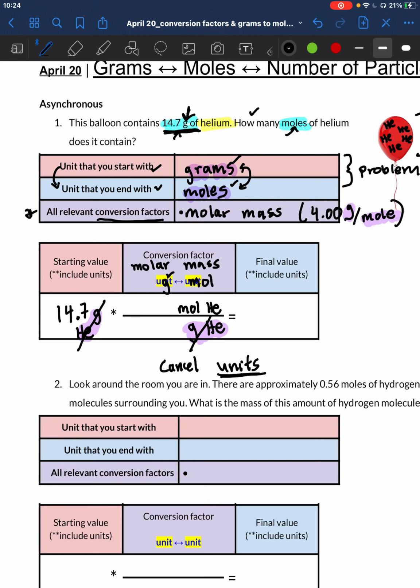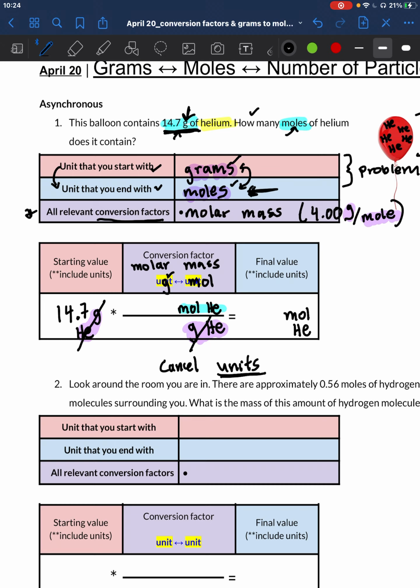I see I have moles of helium on top, meaning the only unit left in my problem is going to be moles of helium. And that's good. That's the unit that we wanted to end in, was moles of helium. So I see that I've set my units up correctly. I haven't put any numbers in, I've only added the units, and just by doing that, I can see that I'm going to do this problem correctly. Now I'm ready to add numbers.